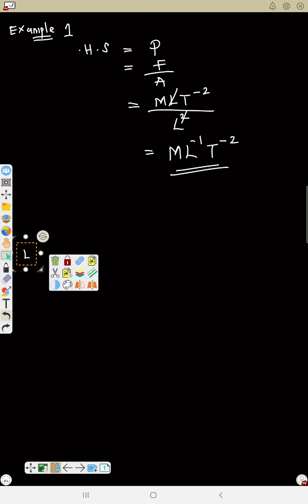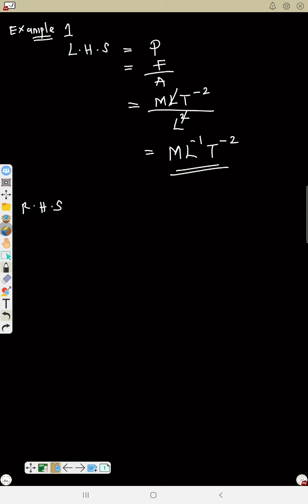So the right hand side. We have 3FV square divided by pi square t square x. Now we already know that for any constant, 3 is an ordinary number, so its dimension is 1.